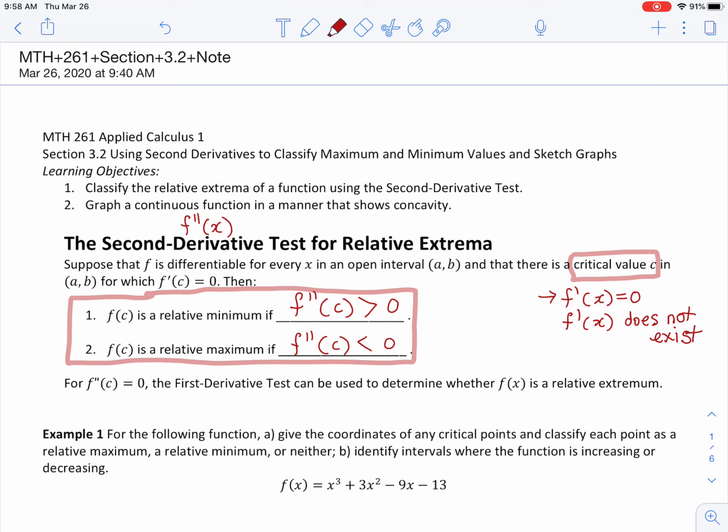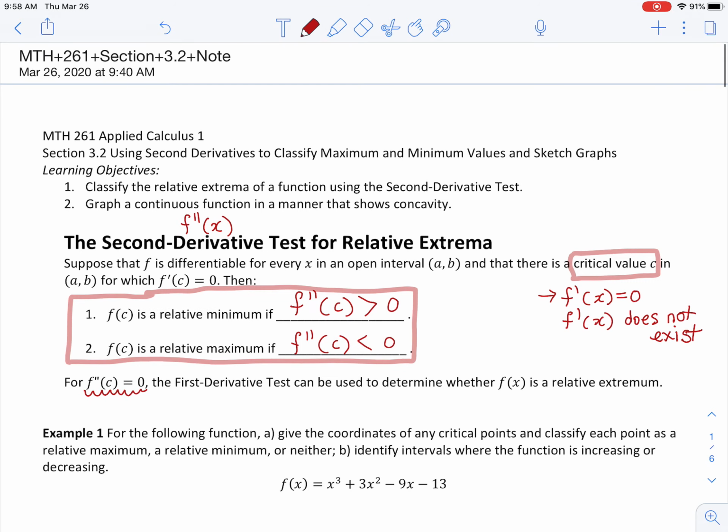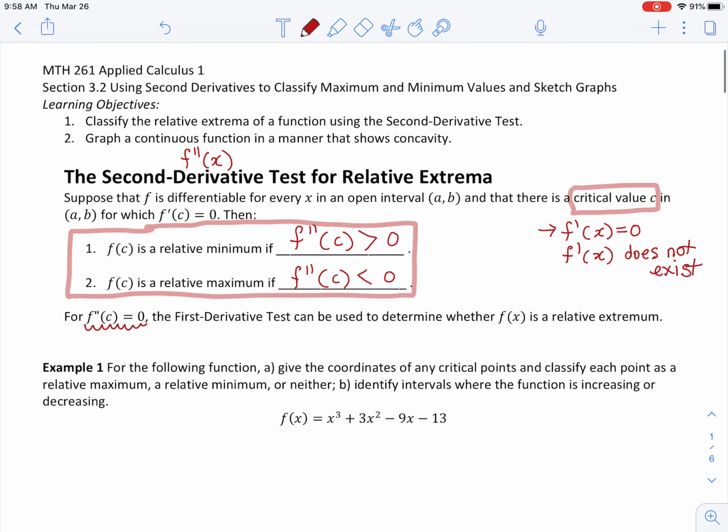Now, you don't have to use this because you do know how to use the first derivative test from section 3.1. And you're going to have to use the first derivative test if you get a special case, like you get the second derivative to be exactly equal to 0. Then you're going to have to go back and use the first derivative test to determine whether this is a relative maximum or minimum. But let's use this new method today, and I want you to use this new method on your classwork, okay?